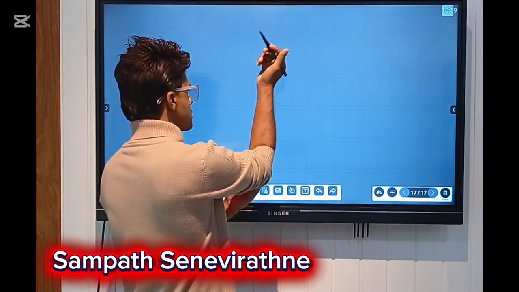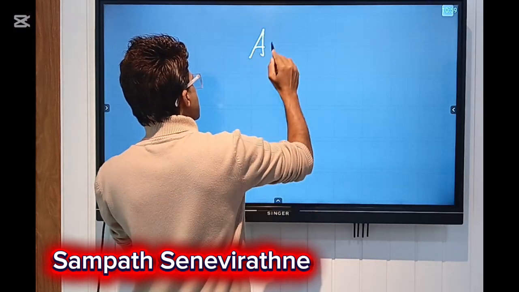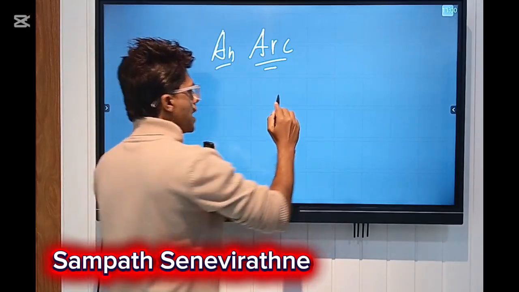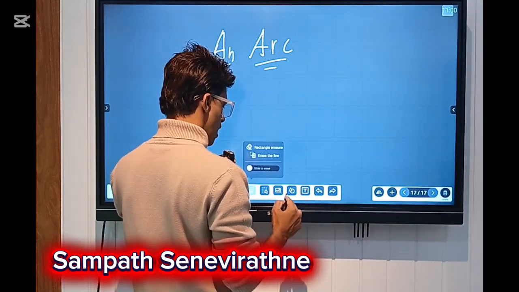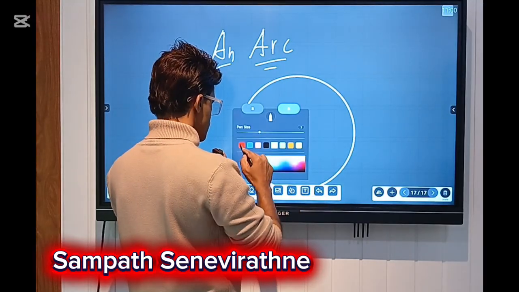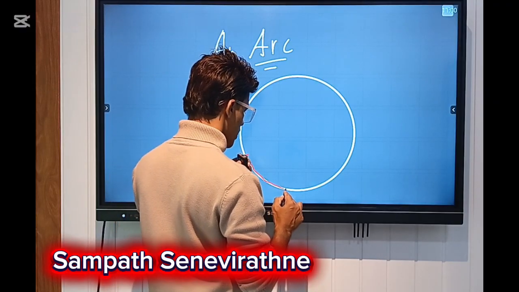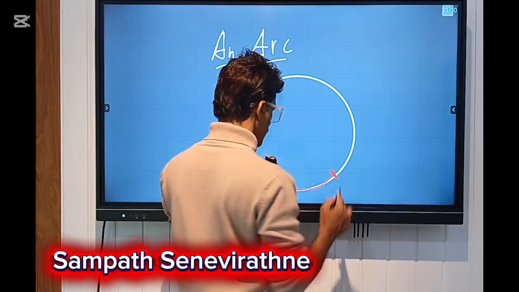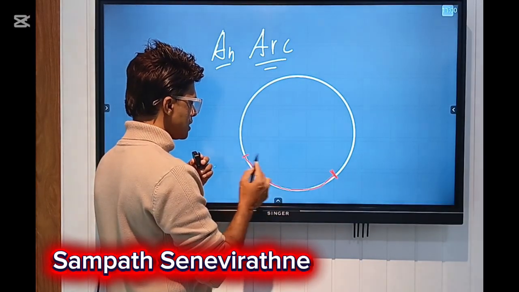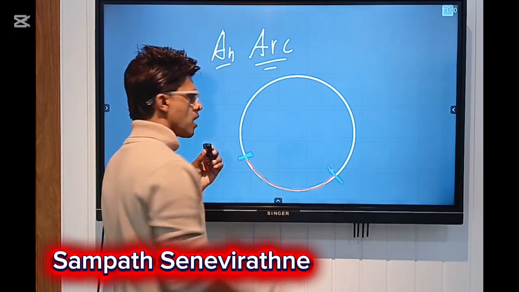And the other idea is arc, right? An arc. What is an arc? An arc, when it comes to a circle, is a segment, a part of a circle. Just think of this part from here to here, so you could see this red colored part, right? This red colored part can be identified as an arc.